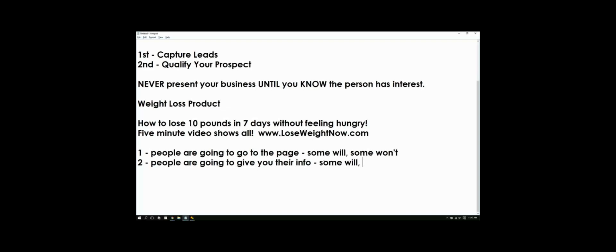Now, on the next one, people are going to give you their info. Some will, some won't. Some of those people are going to go to the website, look at it, and go, it's not really worth my email address. Some of you have actually said that in the back of your mind. When I said you've got to give me your email address, you said, well, I don't want to give you my email address. That means my offer isn't something you're interested in. That means you're not qualified. Okay, I'm going to stay on this because this is super, super, super important.